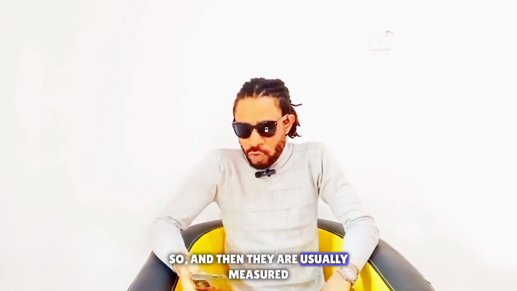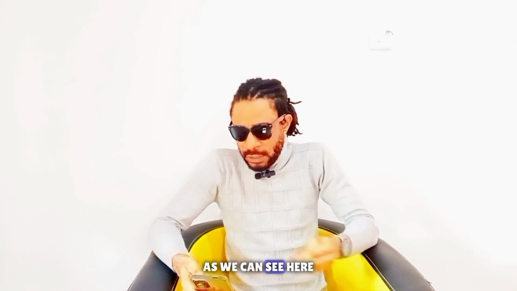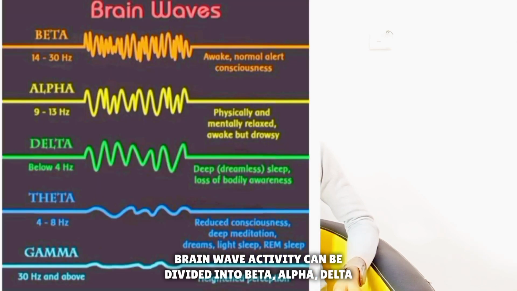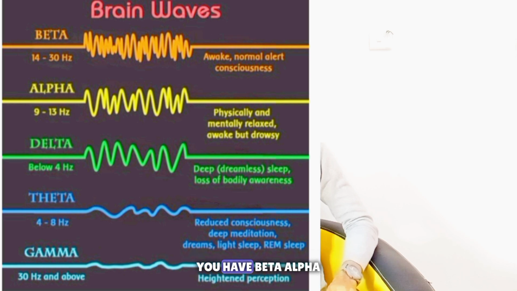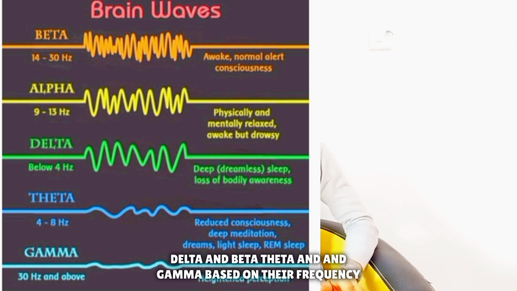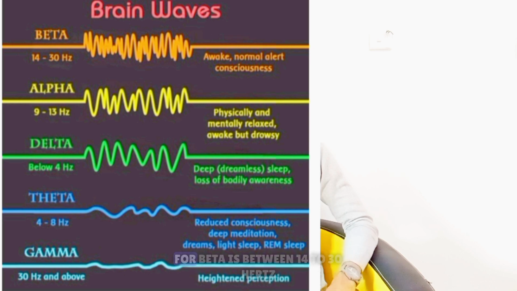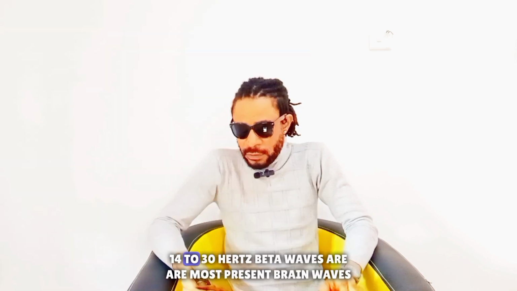They are usually measured as we can see here. Brainwave activity can be divided into beta, alpha, delta, theta, and gamma based on their frequency measured in hertz. Beta is between 14 to 30 hertz.